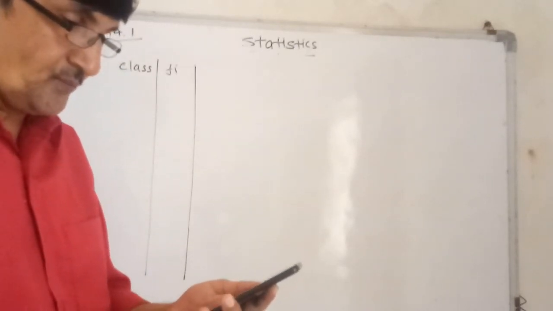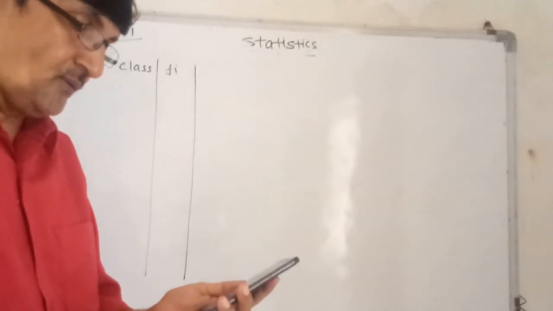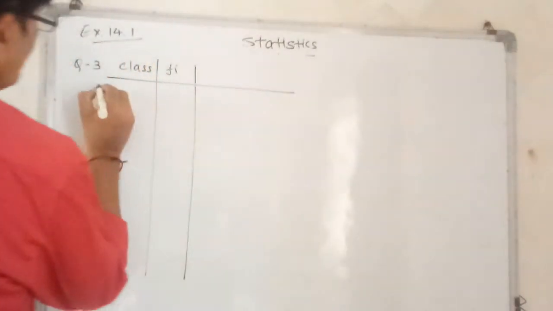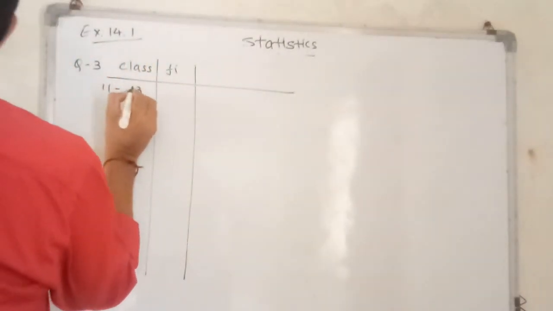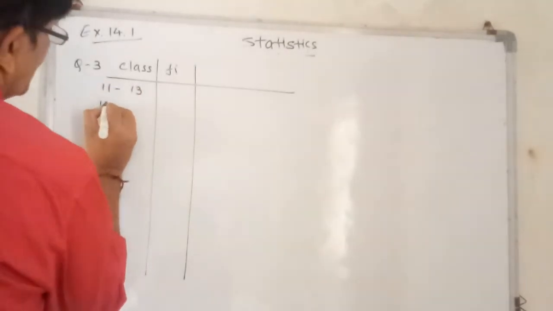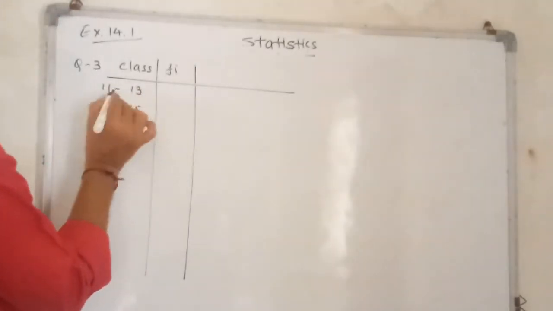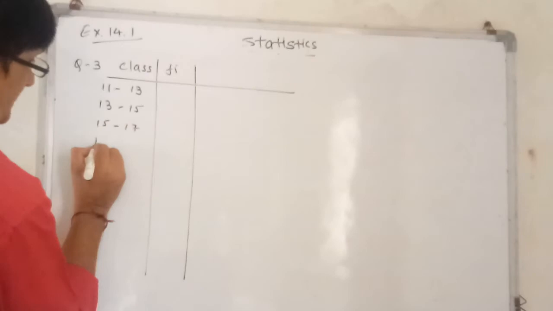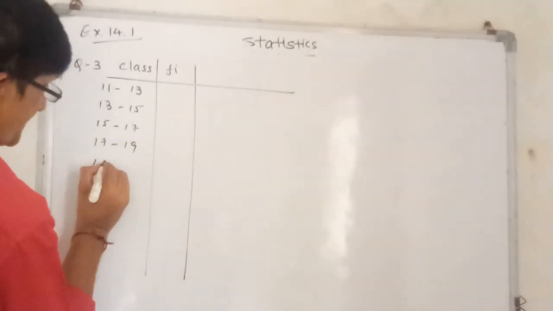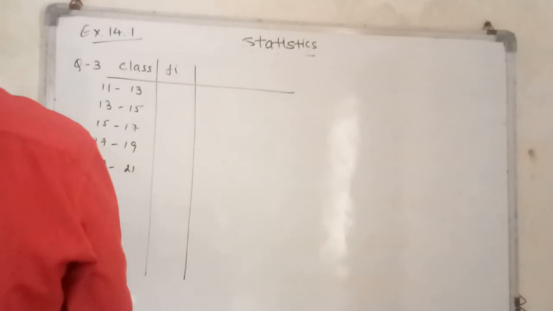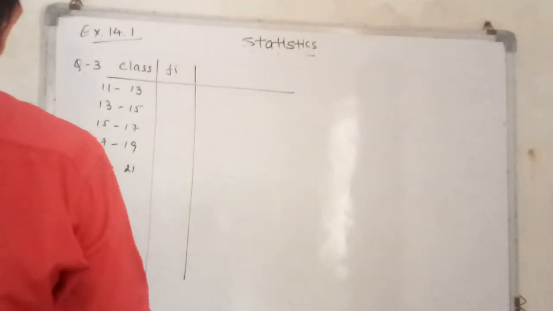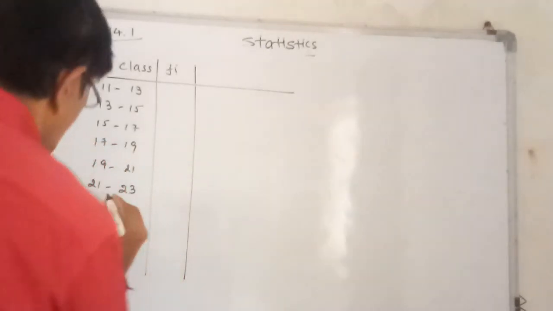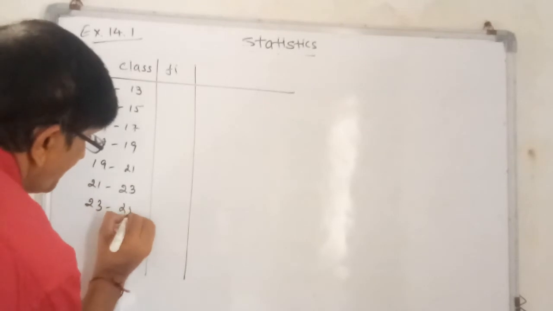Find the mean of daily wages of the workers of a factory. Here the classes are given like this: 11 to 13, 13 to 15. So the class length is 2, 13 minus 11, 2. Then 15 to 17, 17 to 19, 19 to 21, 21 to 23 and 23 to 25.